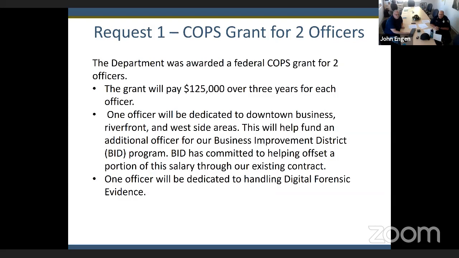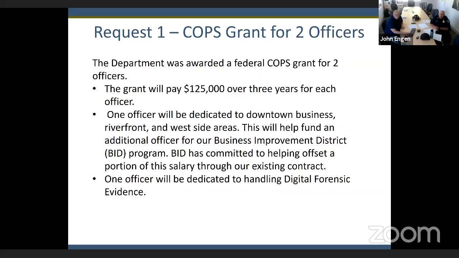One of those officers will be dedicated to the downtown business area, riverfront, and west side areas, which will help improve our already existing business improvement district program, which once again is a model of community-oriented policing, where our officer is out solving issues, not necessarily with enforcement, but with compassion and linking with assistance from social workers from the university and really addressing the true root of issues going on within that district and the population that we serve there. So this officer will be dedicated and allow us to expand that already successful program.